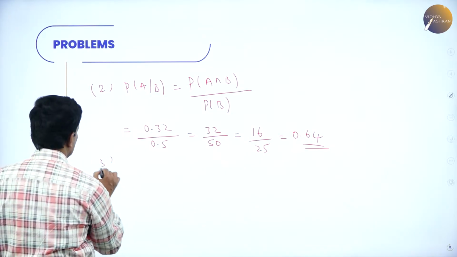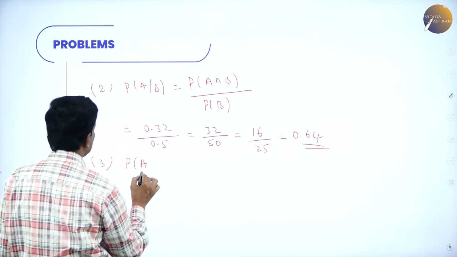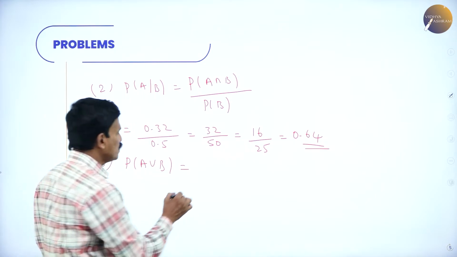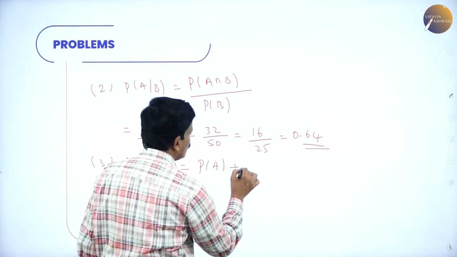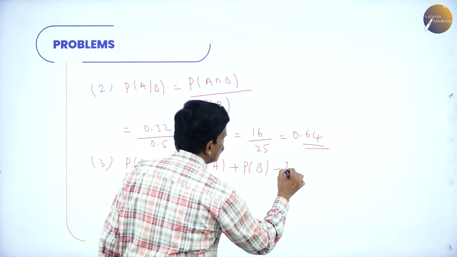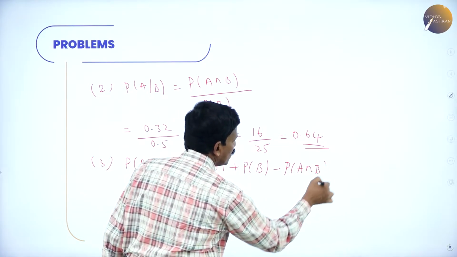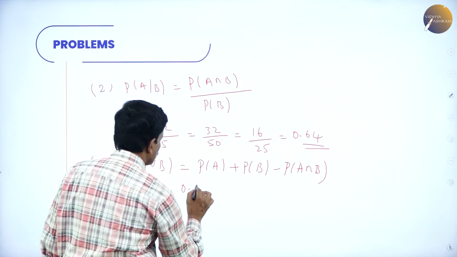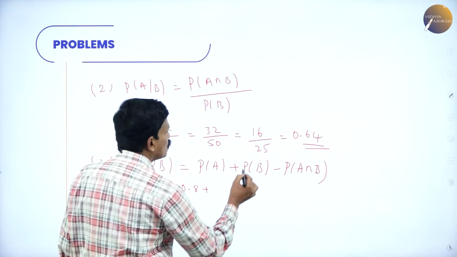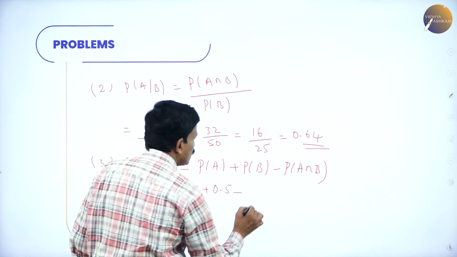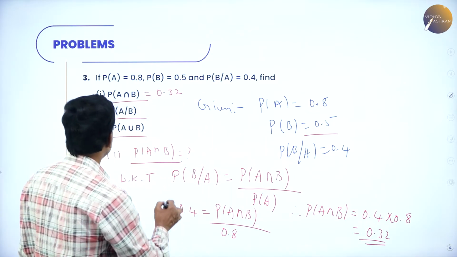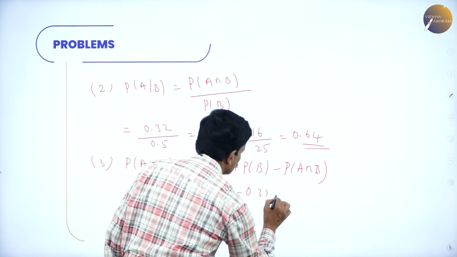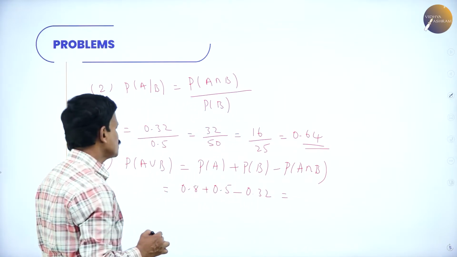The probability of A union B, A or B. The probability of A or B is given by the probability of A plus the probability of B minus the probability of A and B. Now what is P of A? We know P of A is equal to 0.8, plus P of B is equal to 0.5, minus the probability of A intersection B. The probability of A intersection B is 0.32.